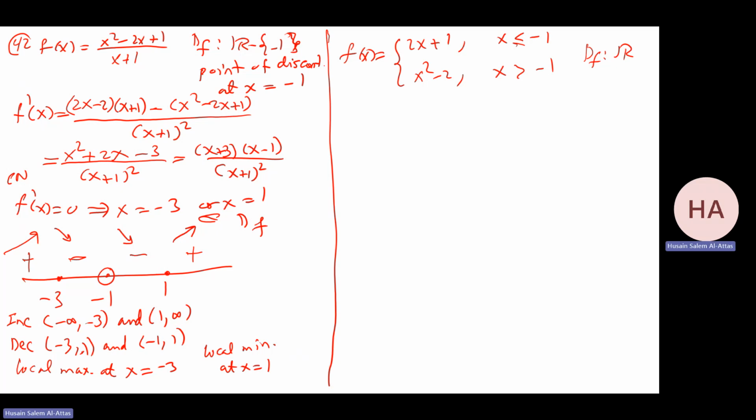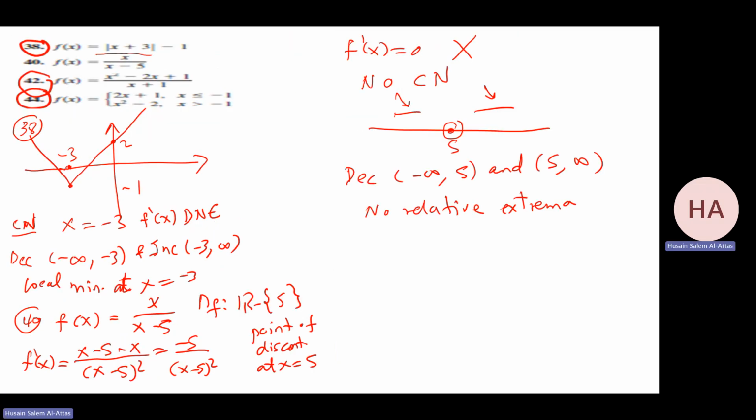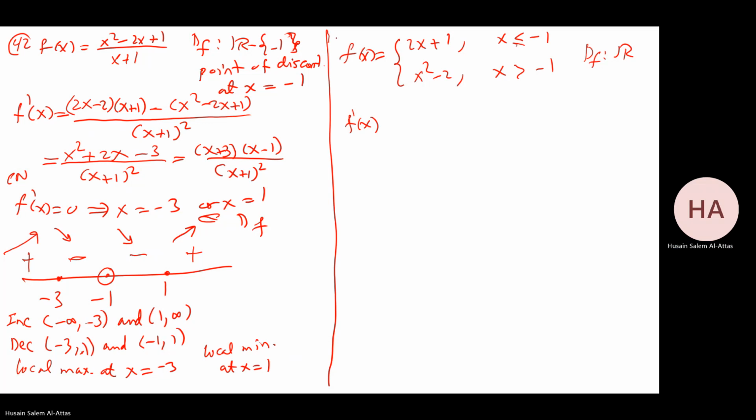Now check f prime. By the way, what's the number? 44. Take f prime. That will be 2 if x is less than -1, and 2x if x is greater than -1. Can I make it equal? No, because at -1 I have 2 and -2.